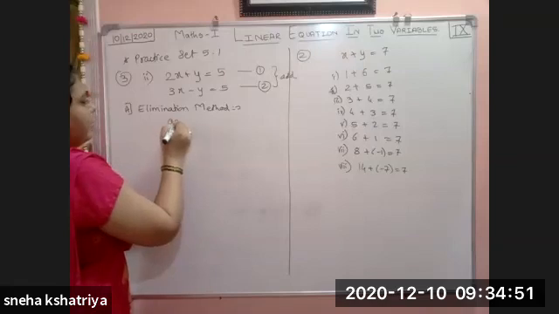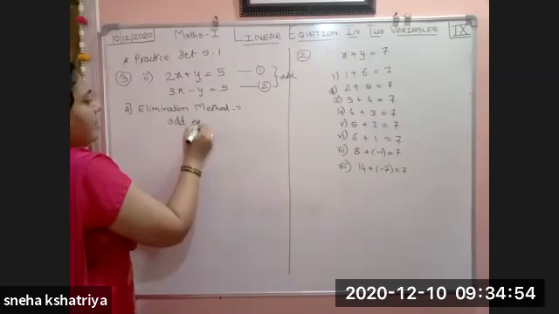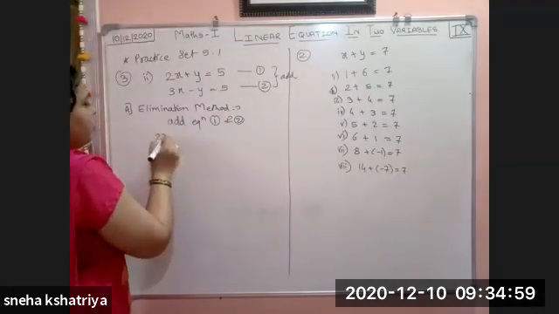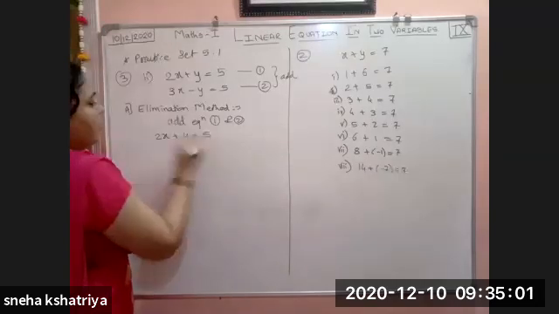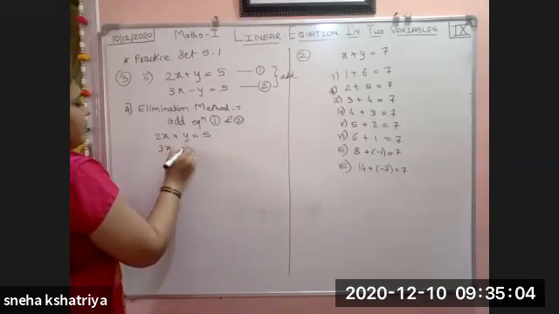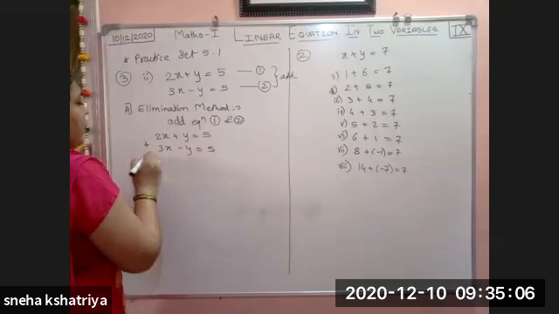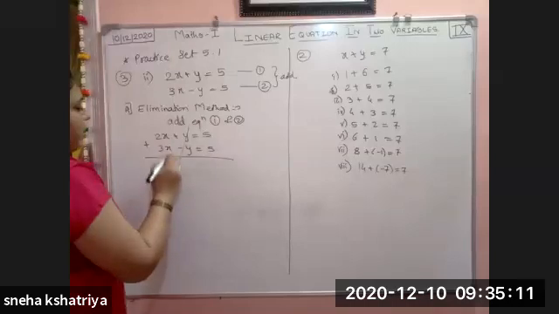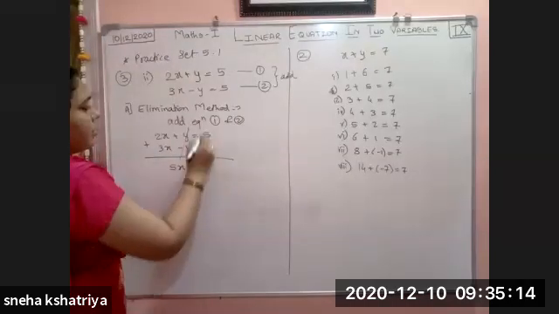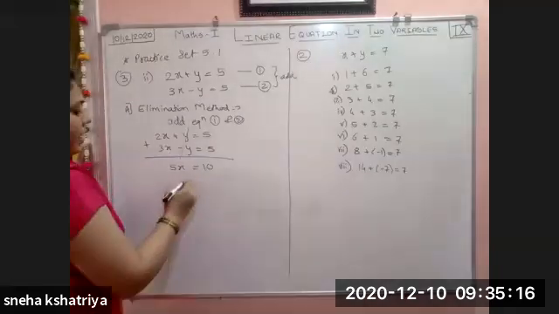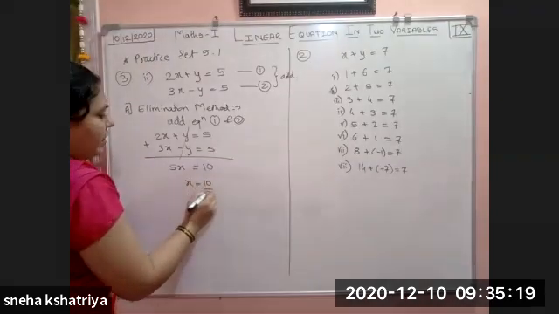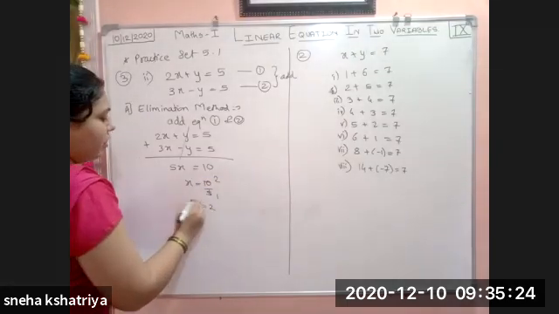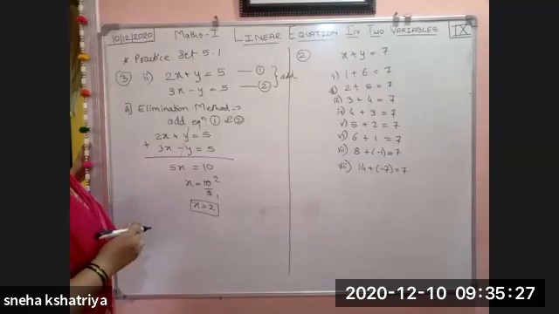So add equation 1 and 2. You get 2x plus y is equal to 5 and 3x minus y is equal to 5. Here is addition, so plus y and minus y get cancelled. 2x plus 3x becomes 5x, which is equal to 5 plus 5, how much? 10. So x is equal to 10 divided by 5. 5 ones are 5, 5 twos are 10. So the value of x is equal to 2.